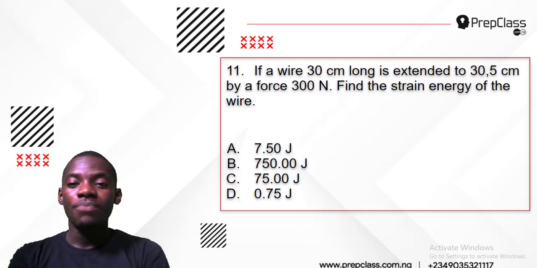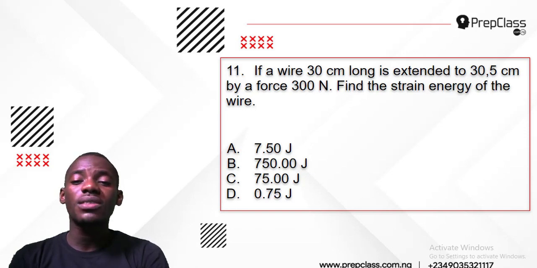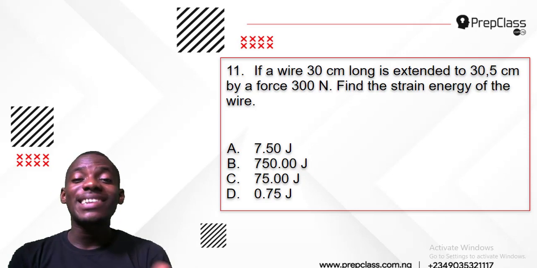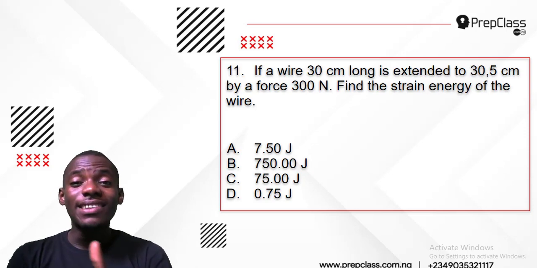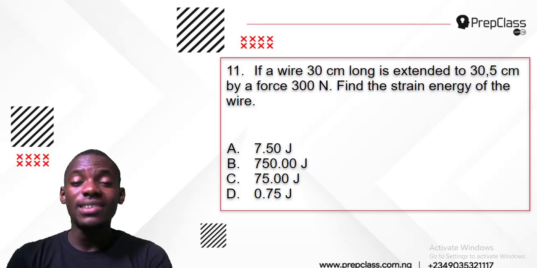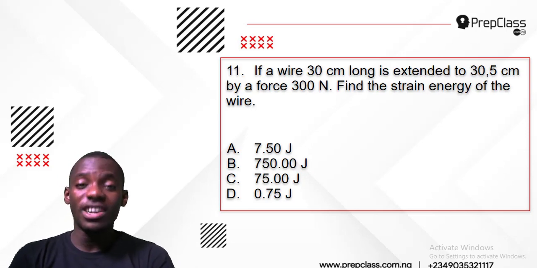Let's get to the question now. Number 11 says, if a wire 30 centimeter long is extended to 30.5 centimeter by a force of 300 Newton, find the strain energy of the wire. Now, strain is under elasticity. In elasticity, we have stress over strain as Young modulus. So the elasticity constant is Young modulus, and it is stress over strain, right?